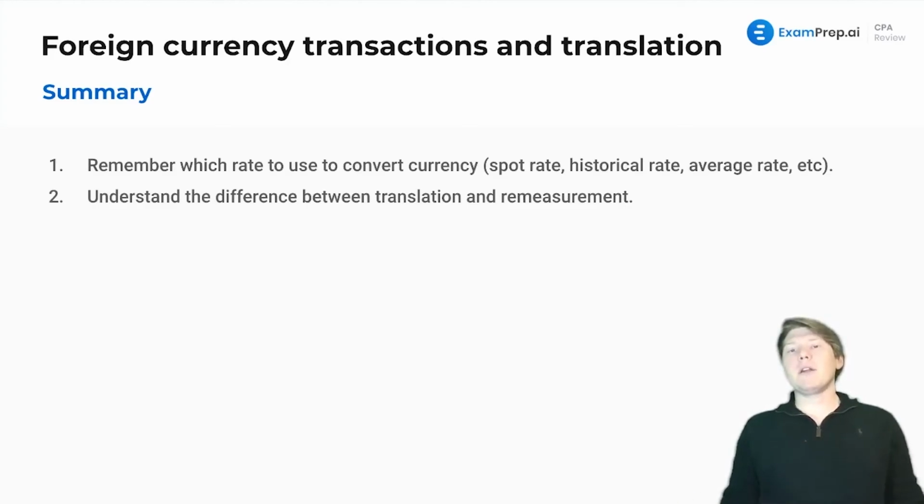Lastly, understand the difference between translation and remeasurement. Remember what's reported in OCI and practice these questions. You'll do well. It's a good section. They're all wonderful sections.